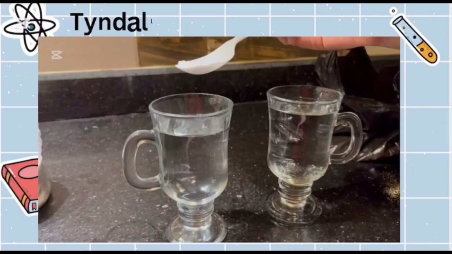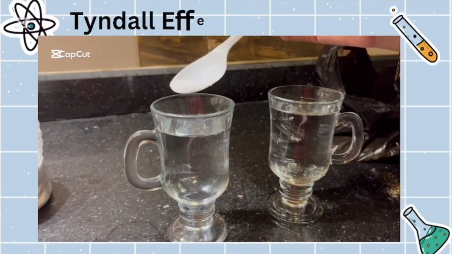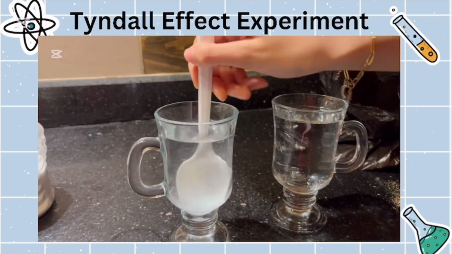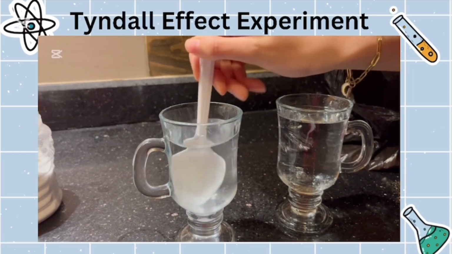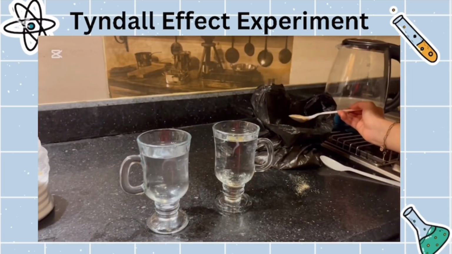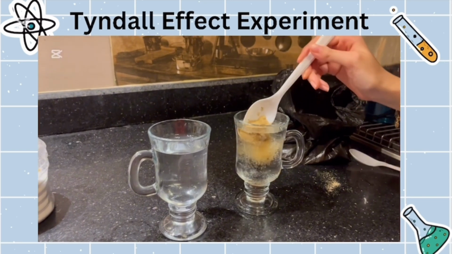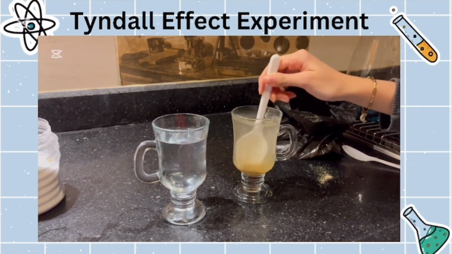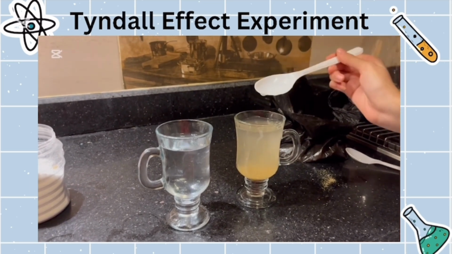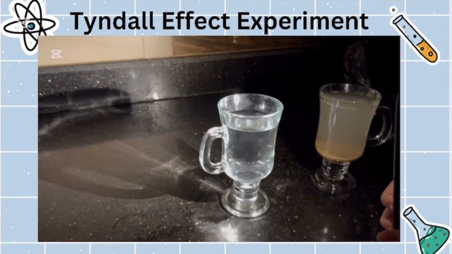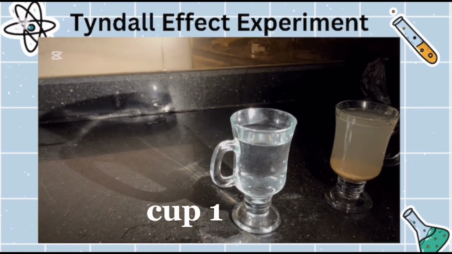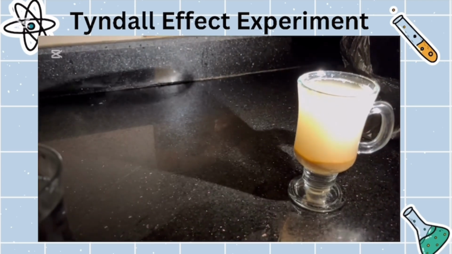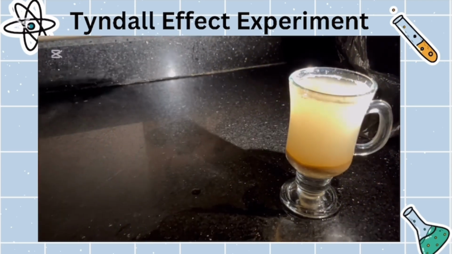And here's a practical experiment explaining the Tyndall effect, where I add some salt and water and stir it till the salt is dissolved. And then in cup 2, I added some sand and water. And then I got a light and placed it in front of both cups. As you can see, in cup 1 there is no scattering, while in cup 2 it became visible as a beam due to scattering.